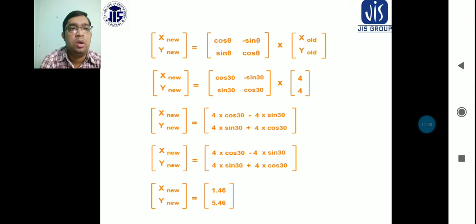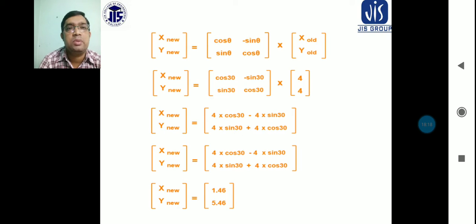So you have to calculate x new y new equals 4 into cos 30 degree minus 4 into sin 30 degree, and 4 into sin 30 degree plus 4 into cos 30 degree. According to these formulations you calculate the values using matrix calculations. You can find here that x new is 1.46 and y new is 5.46. Basically this is the alternative method you use with matrix formulations.